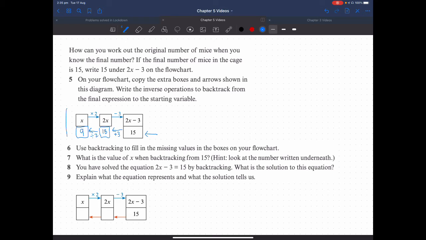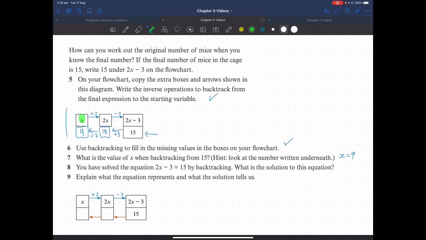What have we done here? We've done step 5. Use backtracking, working in the opposite direction. That was my backtracking. What is the value of x when backtracking from 15? x is equal to 9.